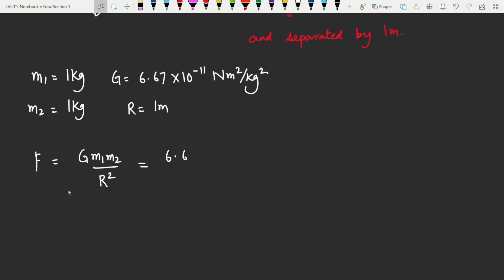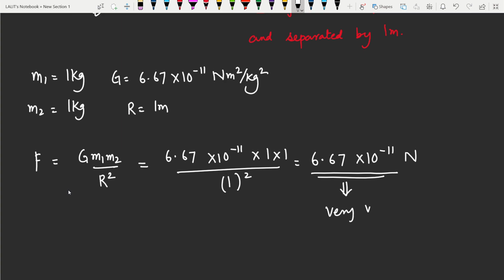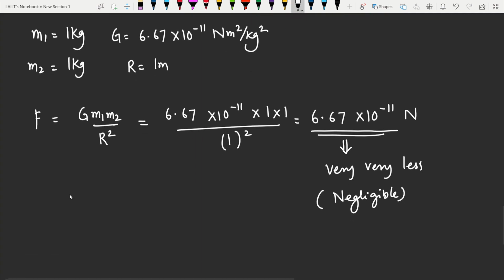This is 6.67 into 10 power of minus 11 into 1 divided by 1 square. So how much do you get? It's a very low value. You get 6.67 into 10 power of minus 11 Newton. And this value is very less, or we can say negligible. So we cannot see the force of attraction between two objects which are kept very close to each other, having mass 1 kg. So this force cannot be felt.